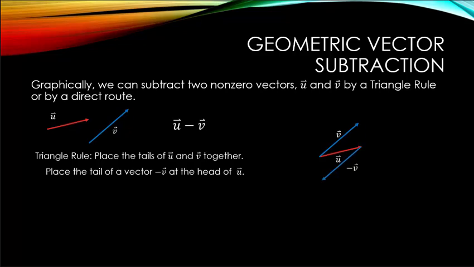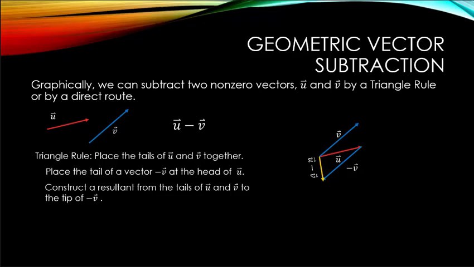So I'm going to construct the opposite direction of v, negative v, and then I'm going to construct a resultant from the vertex of the two original vectors, the u and v vertex, to the tip of the minus v vector to get the vector u minus v. This is a little convoluted. There is a more direct route for subtraction of vectors.